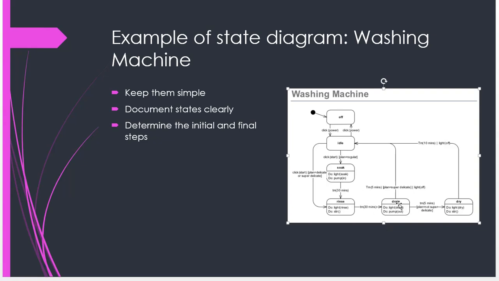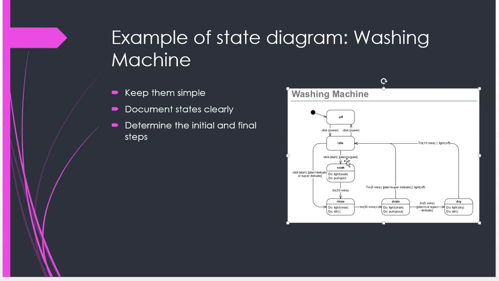Then after 30 minutes, whether you have chosen the regular plan or the delicate plan, it goes into the drain state. In the drain state, it's either going to do a light drain or a pump out. And then based on which plan you have chosen, if you have chosen the super delicate, then it goes back into idle. But if you have not chosen the super delicate, then it goes into the dry, and then it moves after 10 minutes into the idle.